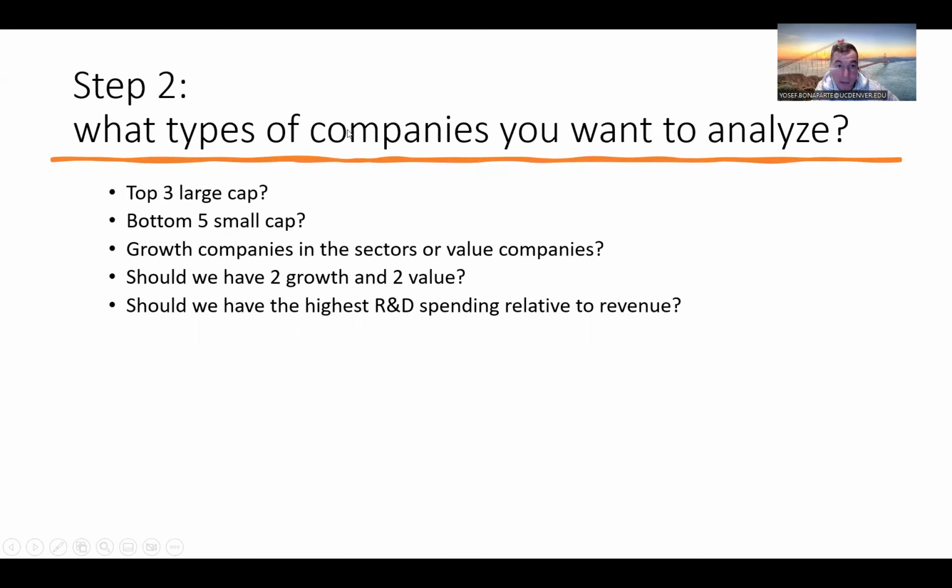Step 2: what type of companies you want to analyze. If you want to analyze the sector, we usually look at the top large cap companies, 3 or 4 of them. The bottom 5. Growth companies in the sector, which have a higher PE, versus value companies, which have a low PE. That's another one.